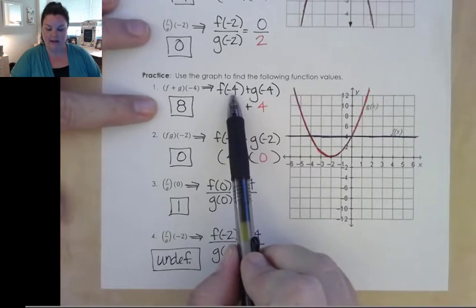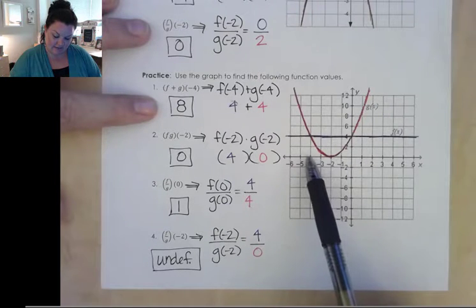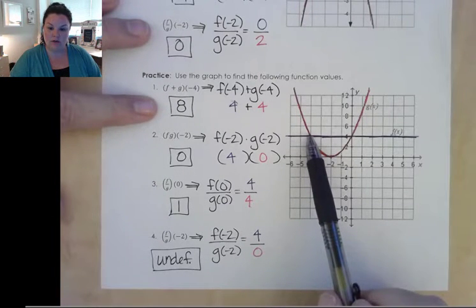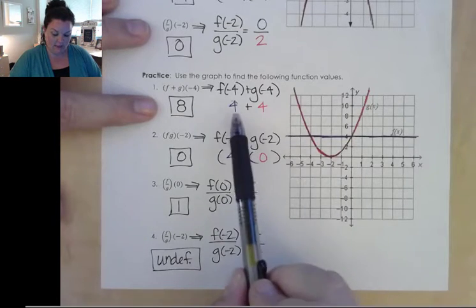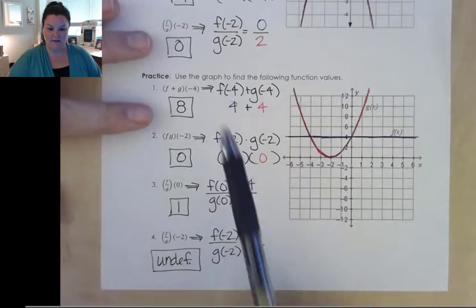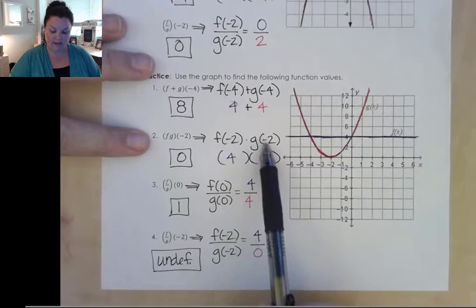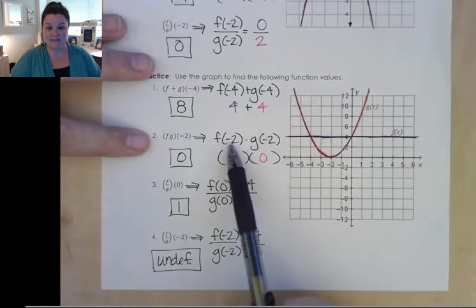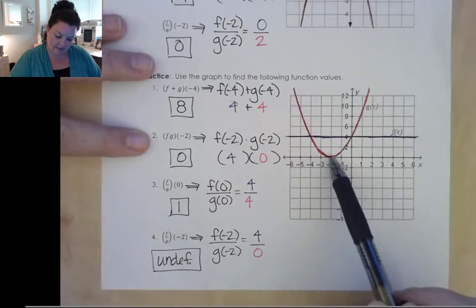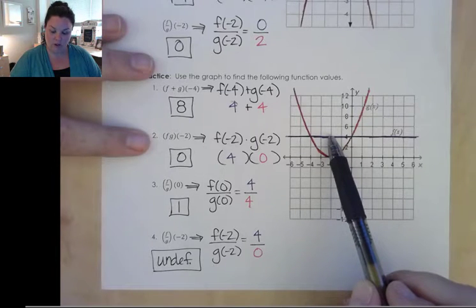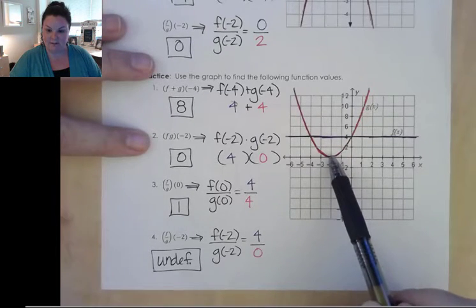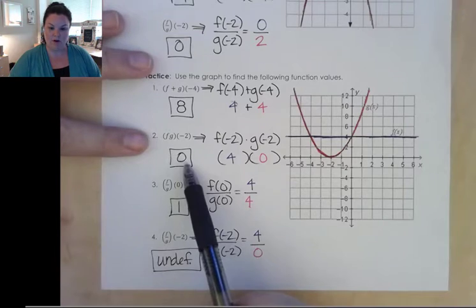Okay, so when we look at number 1, we're adding our f and our g values evaluated at negative 4. F evaluated at negative 4 is up at positive 4. G evaluated at negative 4 is also up at positive 4. And 4 plus 4 gives me 8. On number 2, we're multiplying when we evaluate at x equals negative 2. So at negative 2, our f value is up at 4, and our g value is down at 0. 4 times 0 is 0.